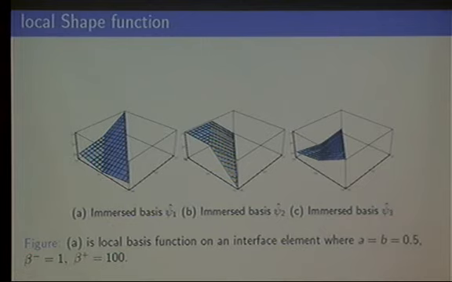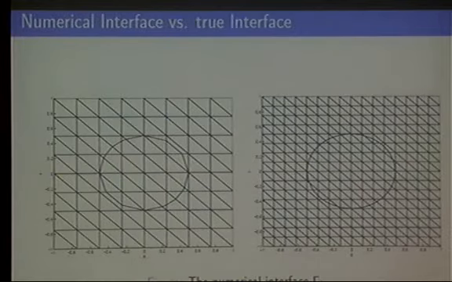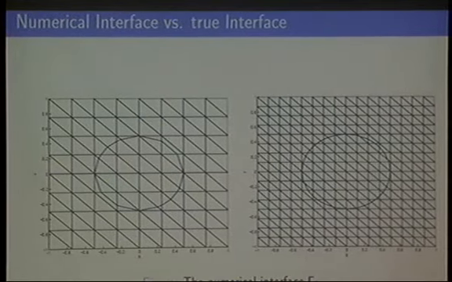Okay, this is the other. This is 1 and 0, 0, and also 1 and 0, 0. The three basis functions look like that. Okay, this is just an example of a uniform grid.